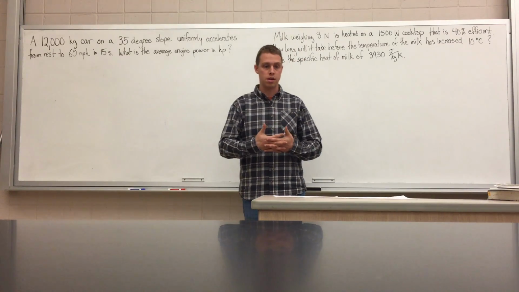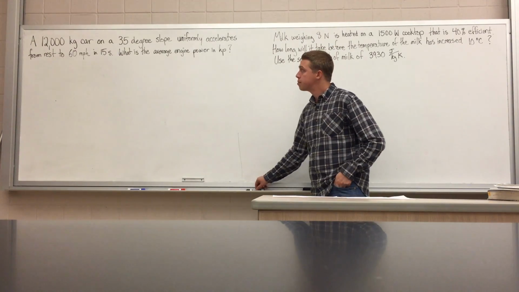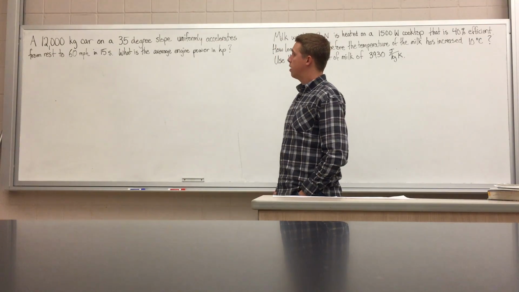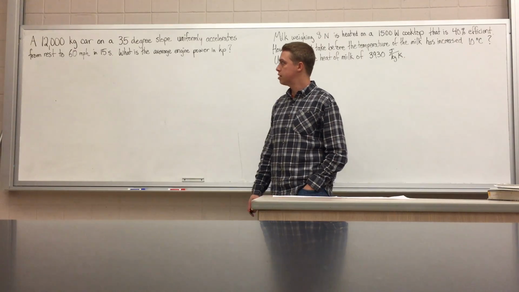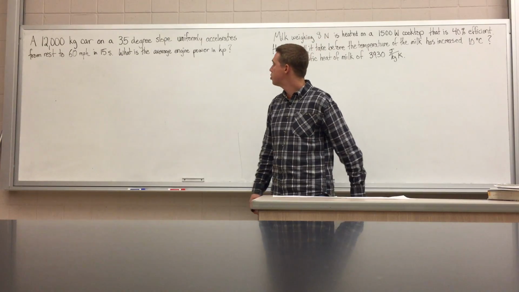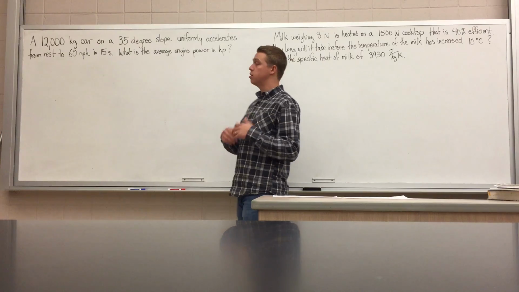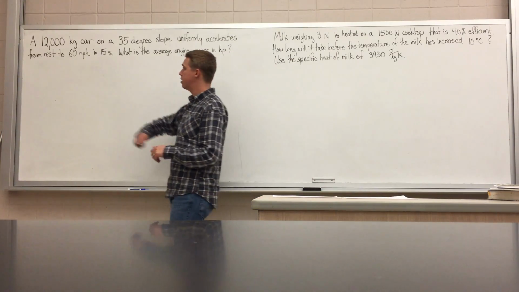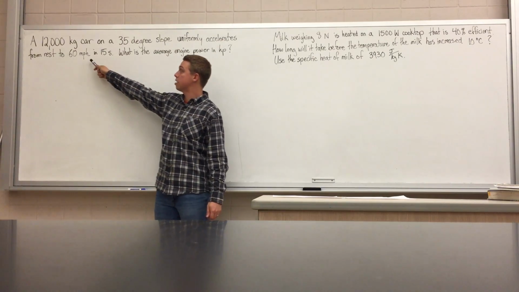So let's go ahead and get started on these few problems. Problem number 1: a 12,000 kilogram car on a 35-degree slope uniformly accelerates from rest to 60 miles per hour in 15 seconds. What is the average engine power in horsepower? The first note that you're not going to see me do, you'll just get the final answer and know that it's already been done, is that you will want to convert this 60 miles per hour into SI units.